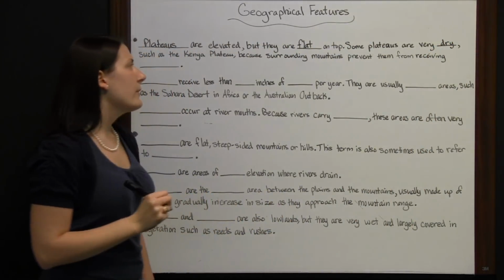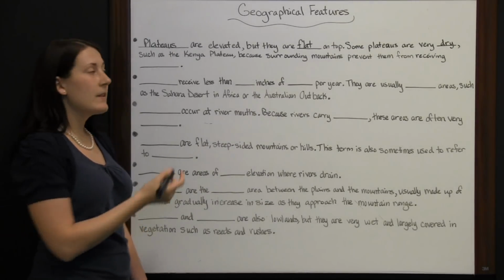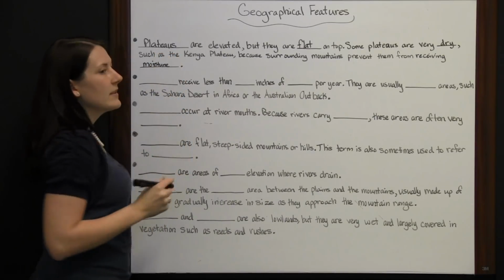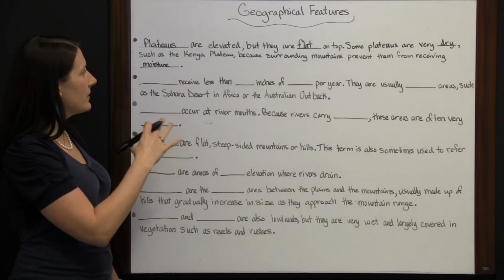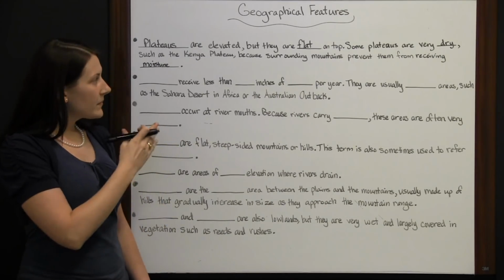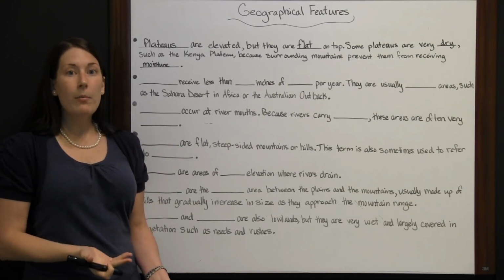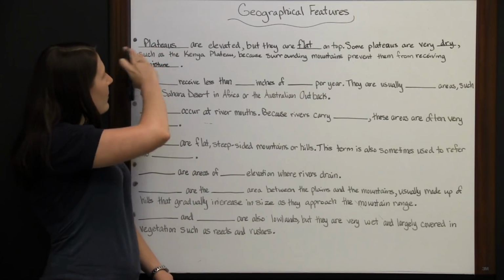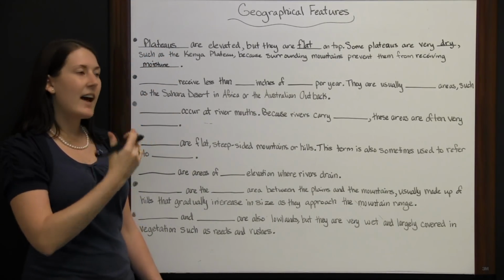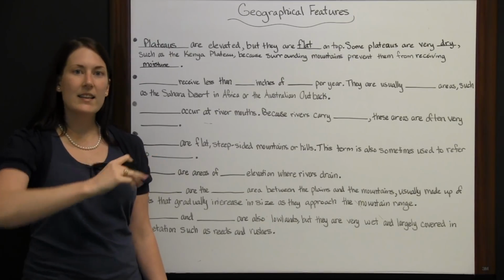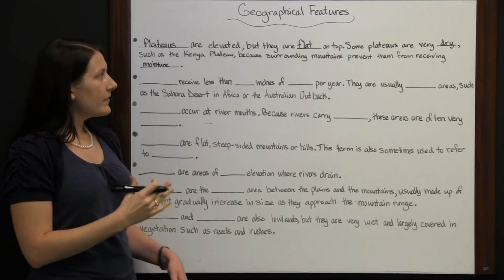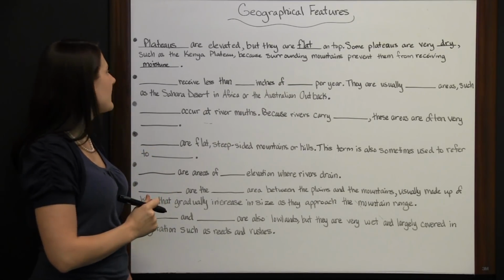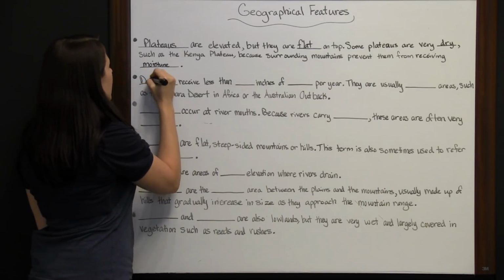such as the Kenya Plateau, because surrounding mountains prevent them from receiving moisture, either in the form of rainfall or simply clouds and humidity being able to develop in that area. So, some plateaus are very dry, but not all of them. All plateaus are going to be elevated areas that are flat on top. Plateau, flat. Remember flat, and that will help you remember. Plateaus are the flat areas, and that is what makes it a very specific geographical feature, that they are flat on top.